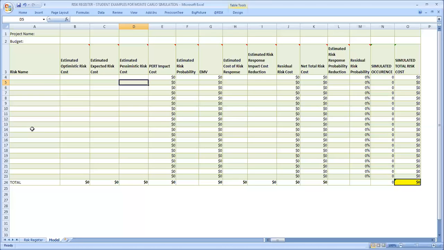So this is a model that's been set up and is ready to be populated using PERT distributions to estimate risk costs. So I'm just going to quickly explain this model, going through each column, starting with the leftmost column, column A. You will see here on column A, there is a risk name column, which would be something that you would populate based on an existing and already filled out risk register for your project.